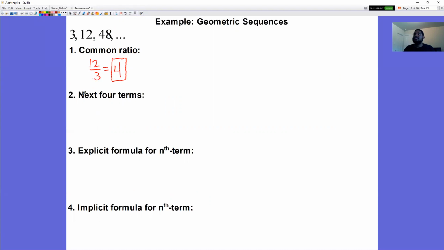The next 4 terms are as follows. So multiplying 48 times 4 gives us 192. Then the next term is 768, and the next one is 3,072, and then lastly, 12,288. Those are our next four terms.